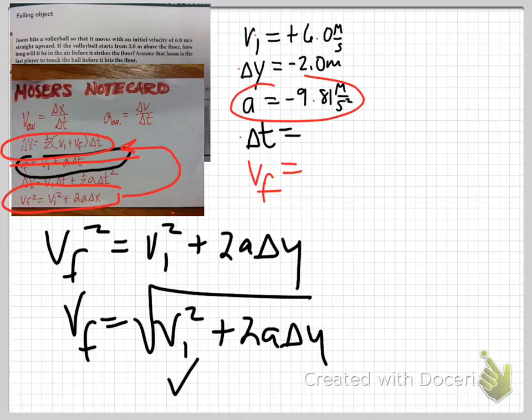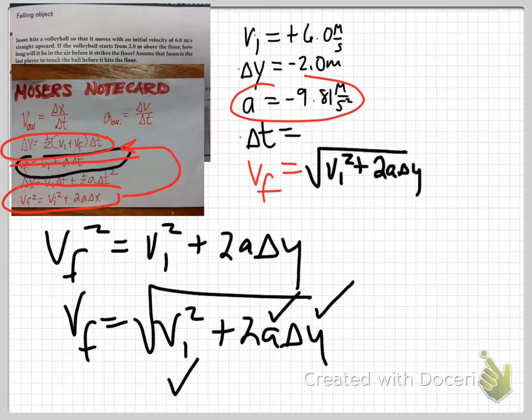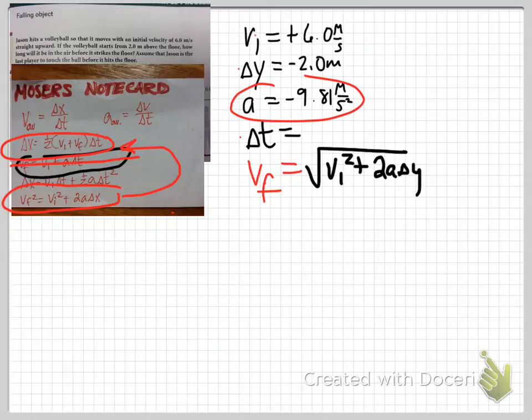Do we have VI? Yes. Do we have acceleration? Yes. Do we have delta y? Yes. Cool. And I'm actually going to write that up here in my list of variables: VI squared plus 2a delta y. And I'm just going to count that as one of my variables.